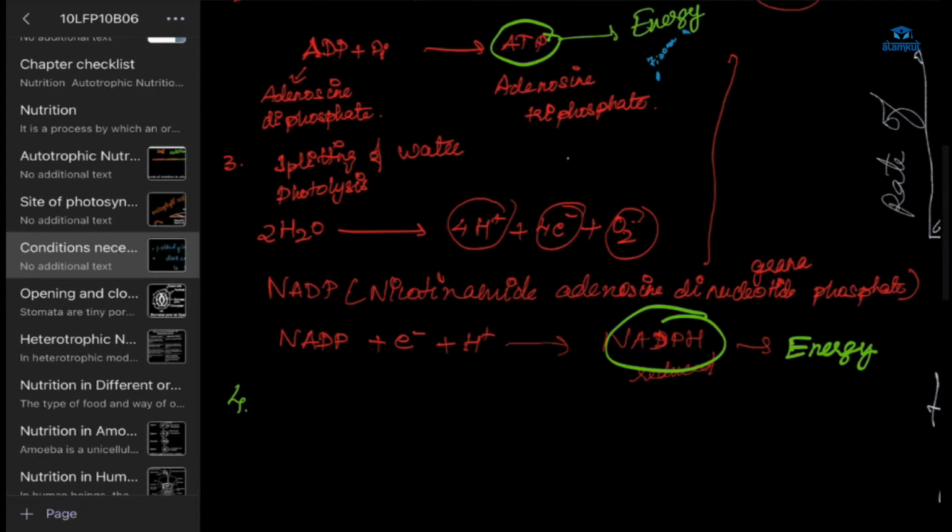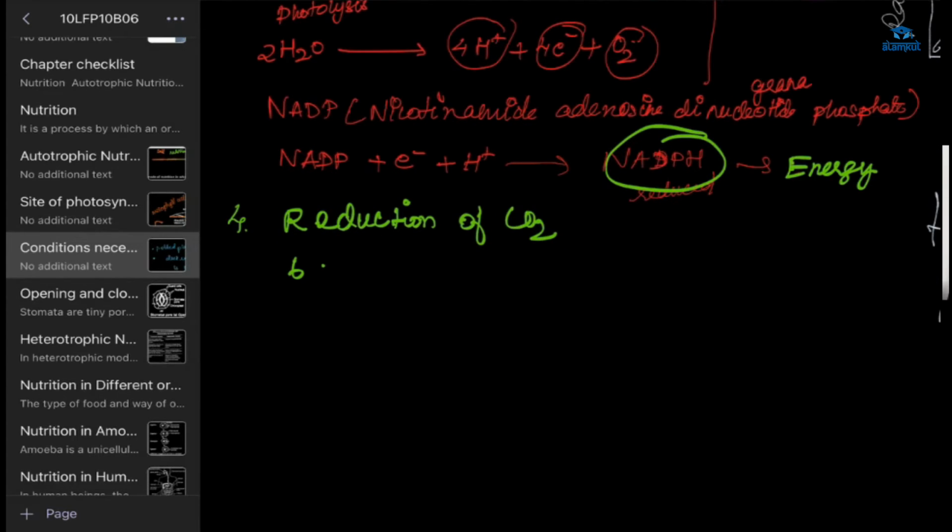Okay, understood? Ma'am, the last step in photosynthesis, which step is that? The last step is called reduction of carbon dioxide. Okay, so here what happens? This is the dark reaction.